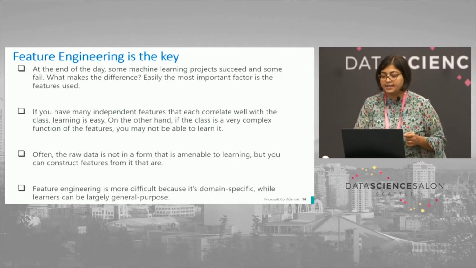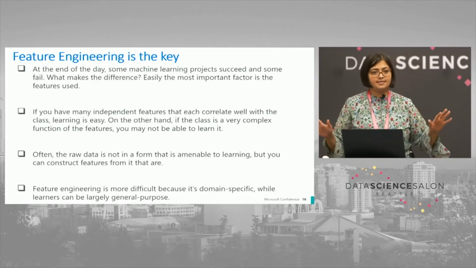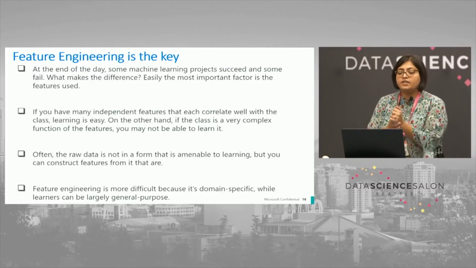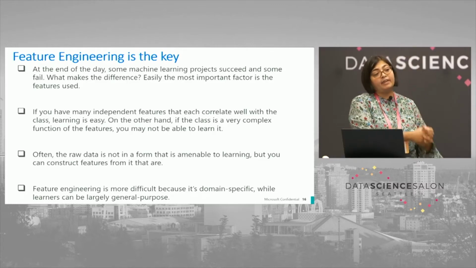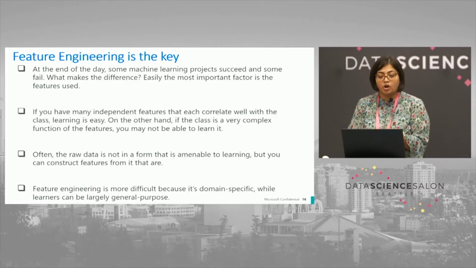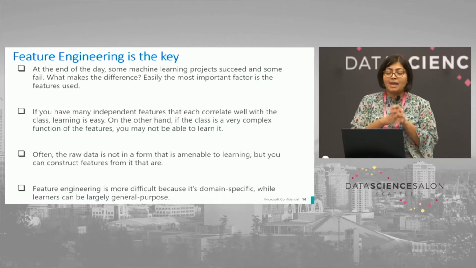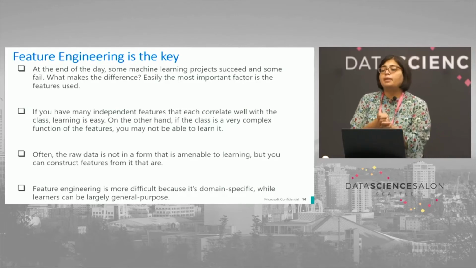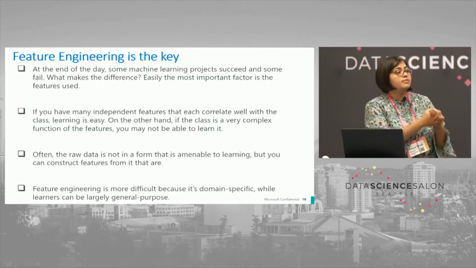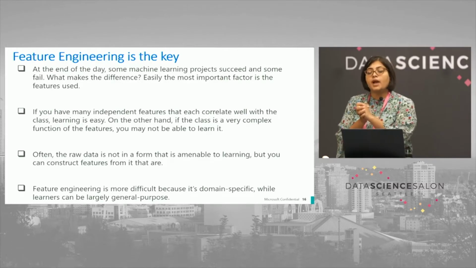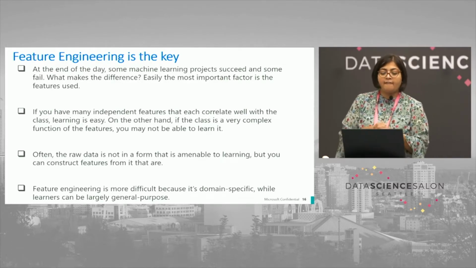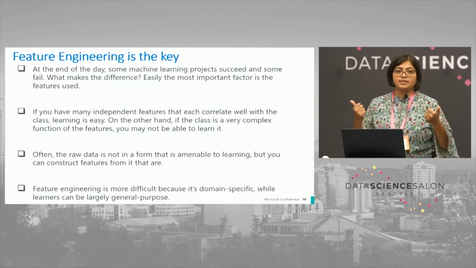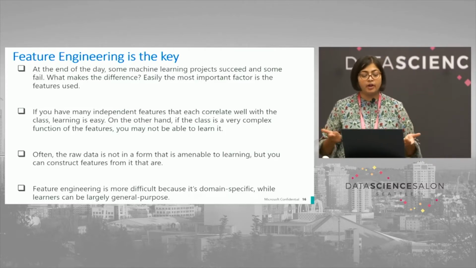Feature engineering, right? Feature engineering is always the key to the success of your machine learning algorithms, and we all know that. At the end of the day, some machine learning projects succeed and some fail. So where have we gone wrong? Maybe we did not choose the right features. Coming back to what I was saying, you need to be very sure about the variance. What is the real signal? What features are giving you actual signal for your problem? If you have many independent features that each correlate well with the class, obviously you have a great feature space to train your algorithm on.